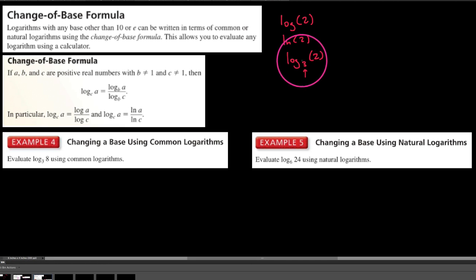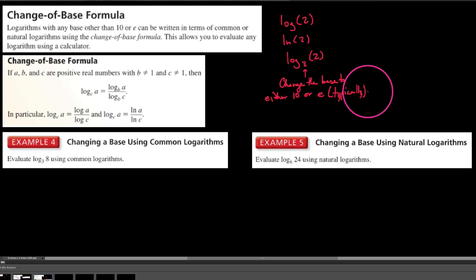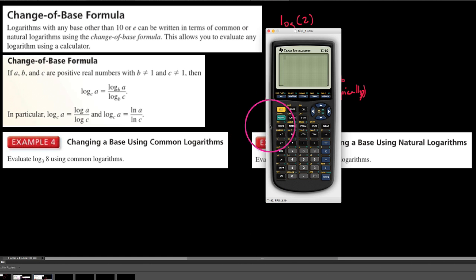Well, what we can do is we can change the base. And so to change the base to either 10 or e, typically, is our goal. And if that's our goal, change it to 10 or e, then the reason why would be because then we could actually do it on a calculator.